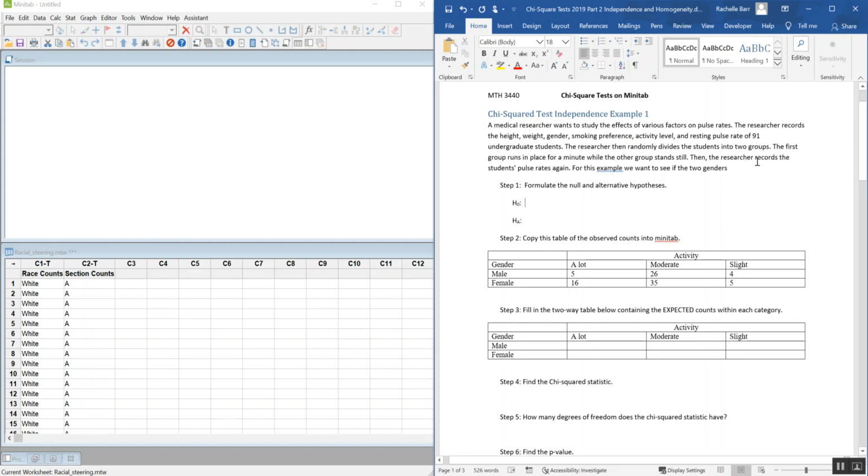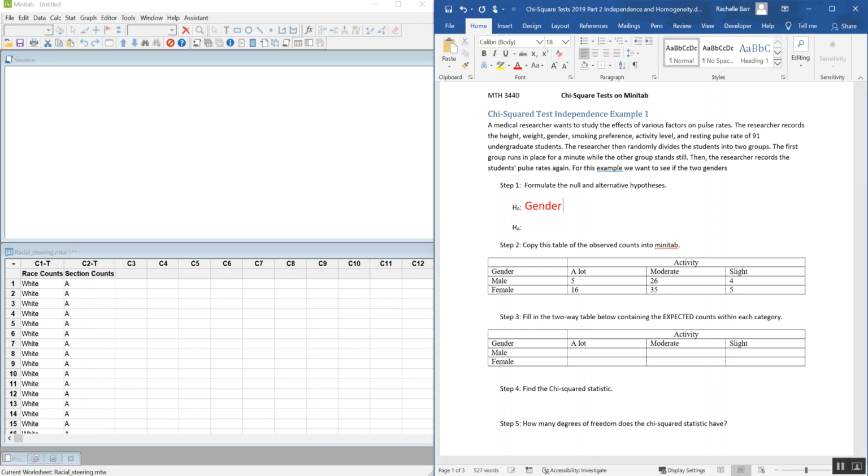My null hypothesis for the test of independence is always that the two variables are independent. So I'm going to say that gender is independent of activity level. Or if you like, that certain genders are not more active than others is what we're going to assume. And then our data will either support or not support that. And so my alternative is that gender is not independent of activity level.